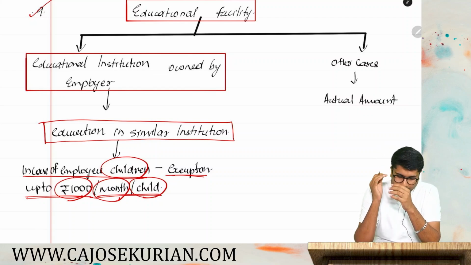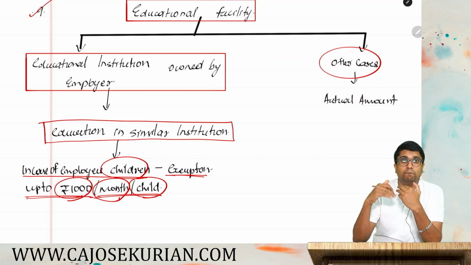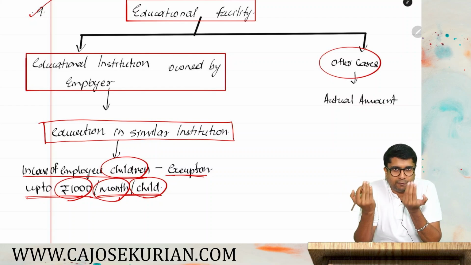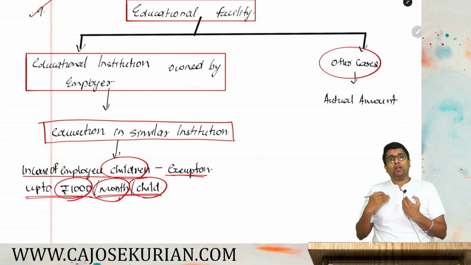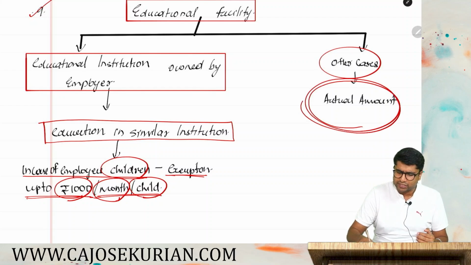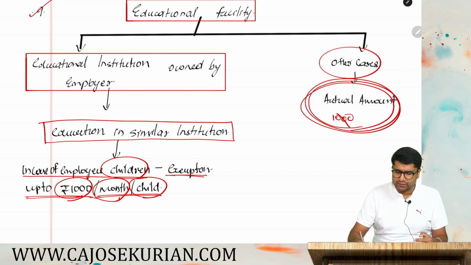That's what they are saying. Now, how about the other cases? That simply means if the employee's brother or employee's children is studying in an external school, an outside school, which is not owned by the employer, and the employer pays that respective school fees. In such a case, the actual amount paid by the employer shall be fully taxable. He will not get the benefit of rupees 1000.